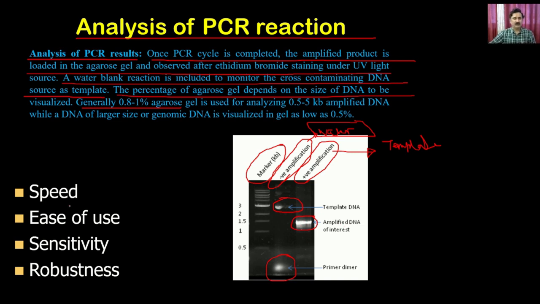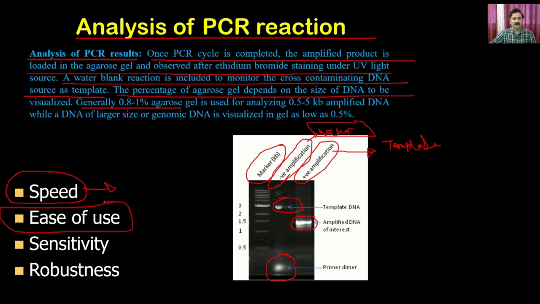The advantage of PCR is that it is very quick, because what you require is the template DNA, primers, dNTPs and water, and then you require the thermocycler, and it can be done. It is very easy.